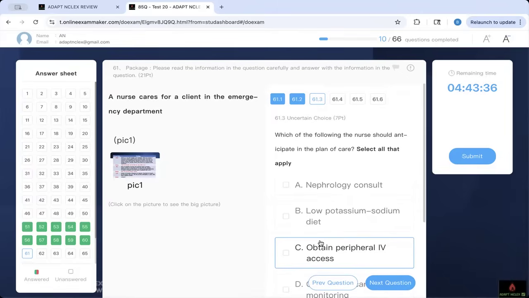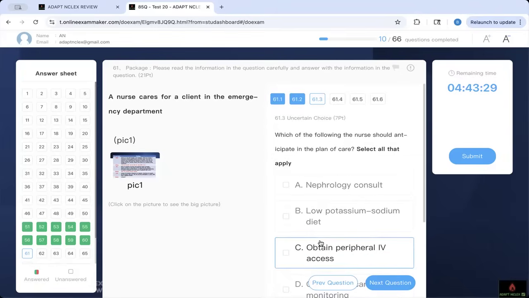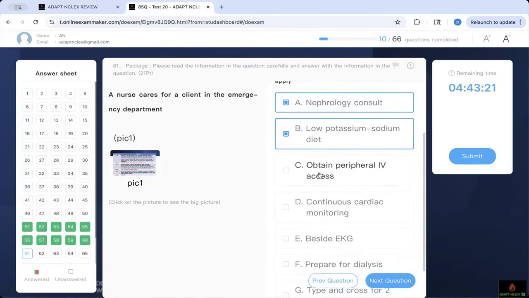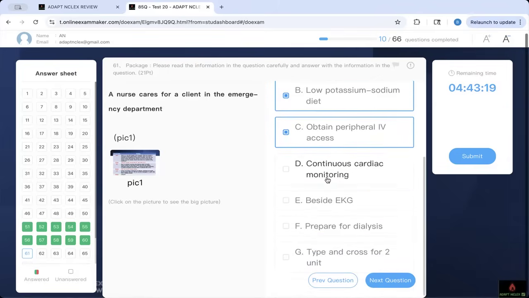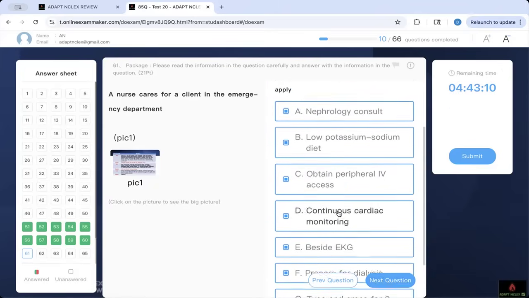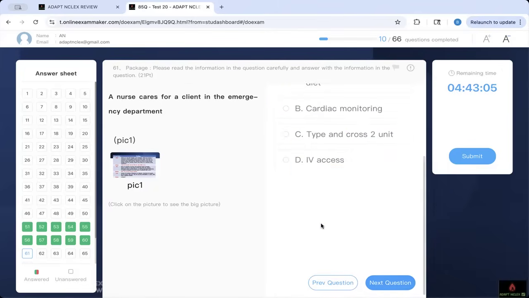Which of the following should the nurse anticipate in the plan of care? Based on what we know, what are you going to do? What are you going to do? Based on what we know. We're going to call nephrology, low potassium diet, obtain temporary peripheral IV, and cardiac monitoring because of hyperkalemia. We've got to get the EKG. You prepare them for dialysis, and he may need some blood. All this is indicated. But I've given you all the content that you need to know associated with this condition.